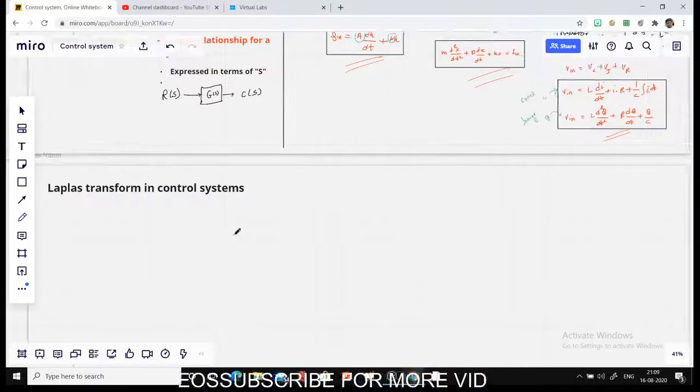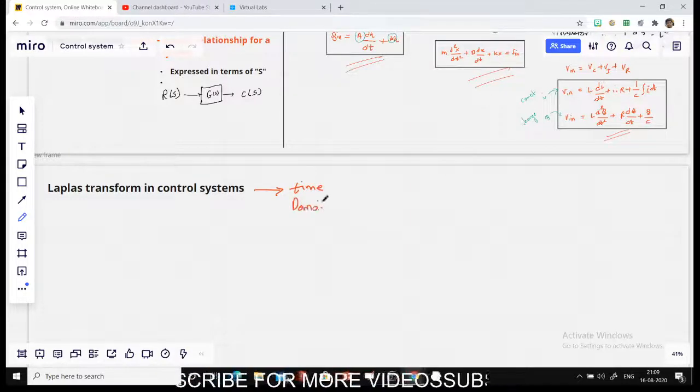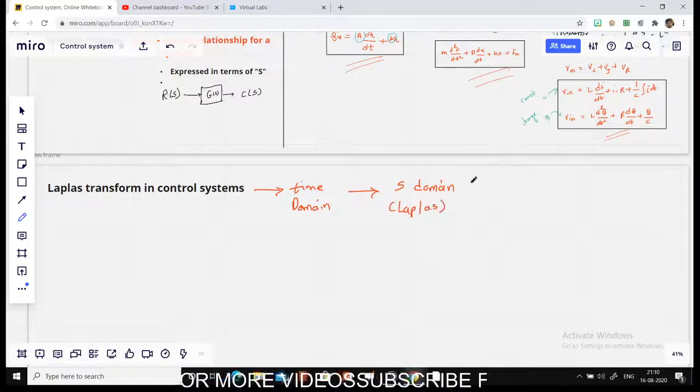Now in control system we all know we work in different domains. Right now what we were discussing, the differential equation, is the time domain. Then the second domain which we work in control system is the S domain, or many of them call it Laplace domain. And the third domain which we deal in is the frequency domain, that we will see later.